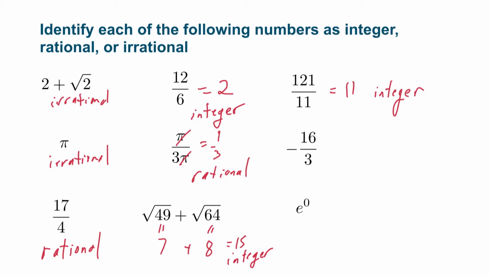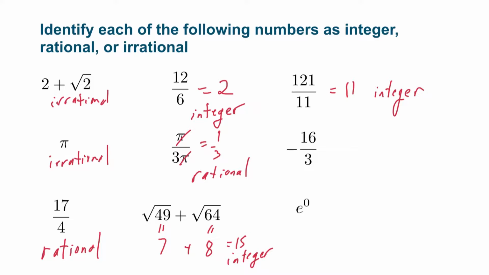Now we look at 16 divided by 3. This is the ratio of two integers, for example, 16 and 3. It does not come out cleanly. It is not equal to an integer. So therefore, it's a rational number.